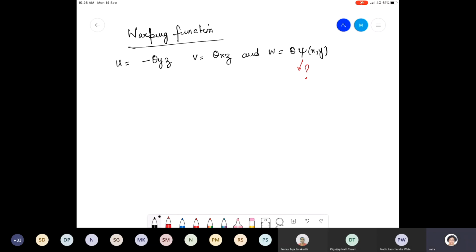Okay, so our next job is to find out the warping function. So someone tell me how to find out the warping function? What are the steps from the Prandtl stress equation? How can we get the warping function? Any idea?